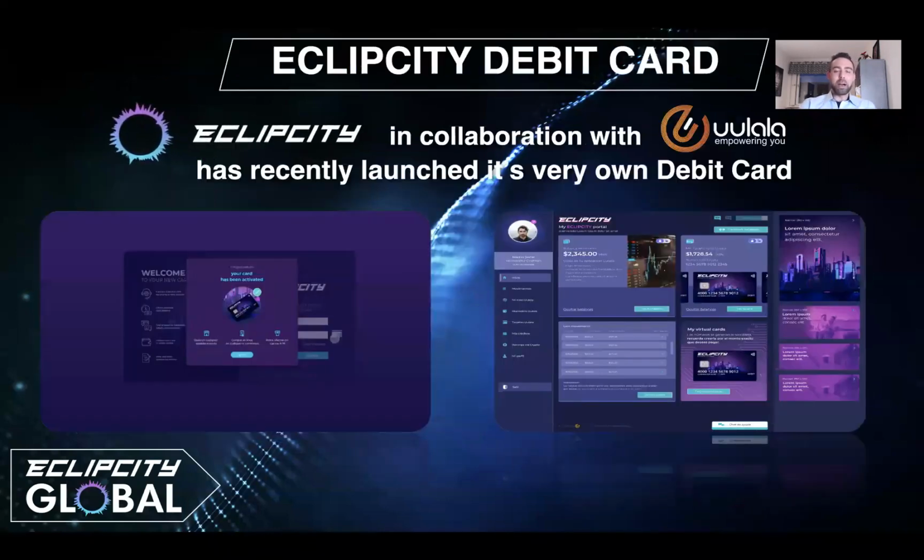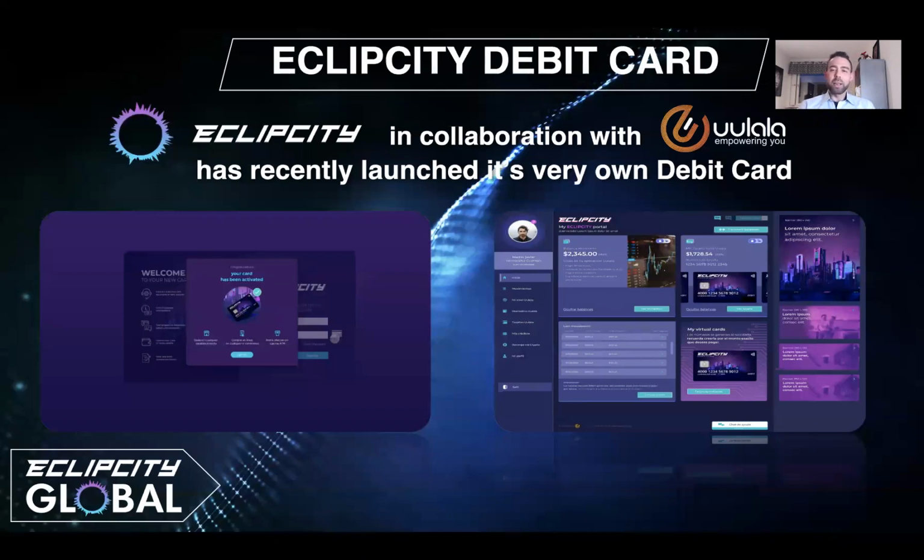Now, the EclipCity debit card, let's touch base on that as well. In collaboration with Oolala, please have a look at them. We recently launched our very own debit card. In front of you, you see the desktop portal. This is also, of course, an app. This is, more or less, an online bank.